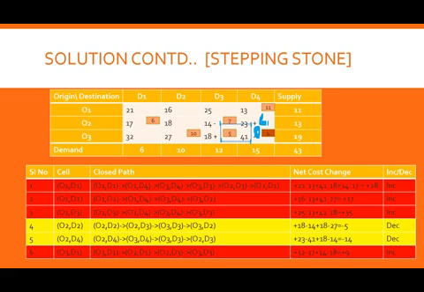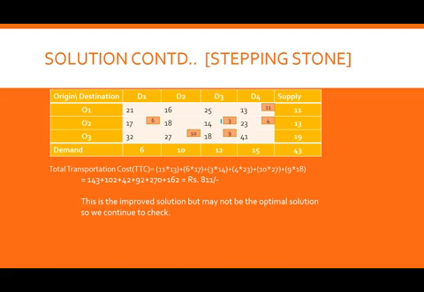0 plus 4, I get a 4 here. So 7 minus 4, I get a 3 here. 5 plus 4, I get a 9 here. So it is 3, 4, 9 and a 0. This is the modification that we have done.